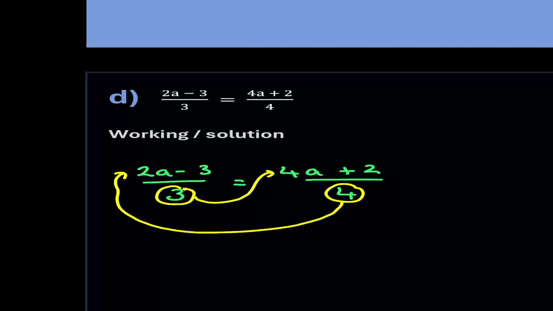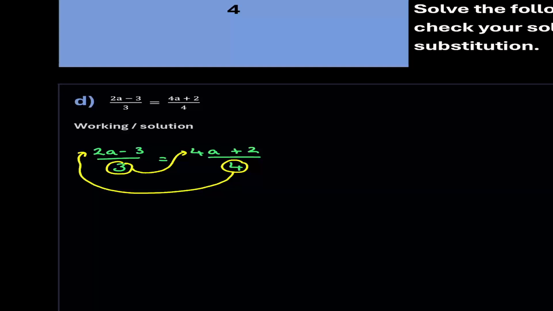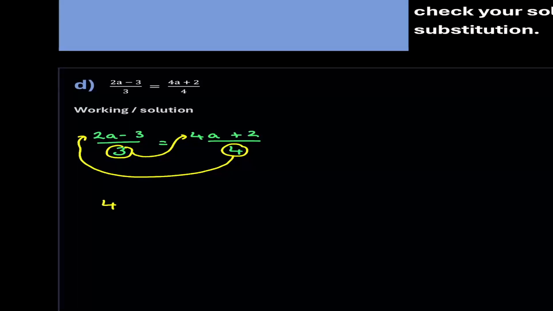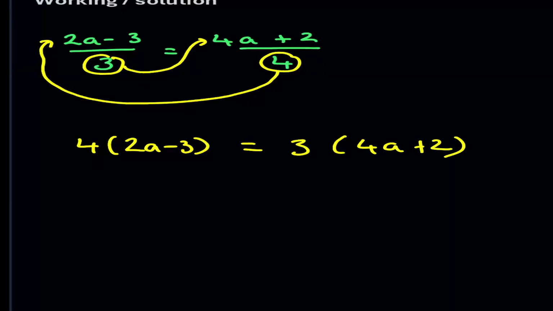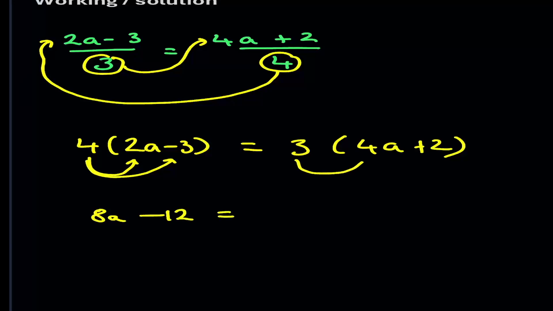We're just cross multiplying. So my left hand side, I'm going to use brackets. You write 4 outside the bracket, and then in the bracket, you're left with 2a take 3. Your right hand side, put your 3 outside your brackets, and then in your brackets, 4a plus 2. And this is basically where the fun begins, because you just multiply what's outside the bracket, which is 8a minus 12, and multiply that, which gives me 12a plus 6.